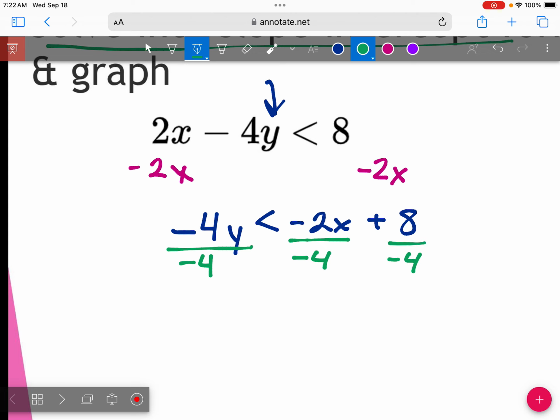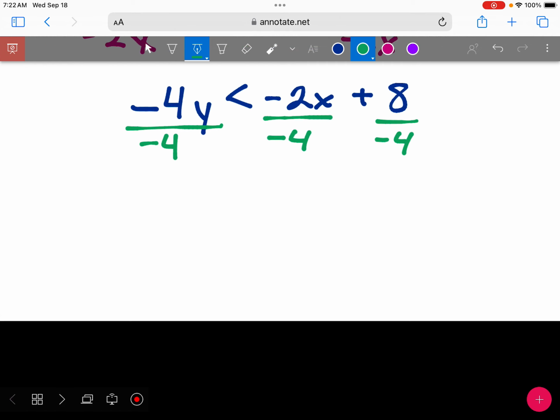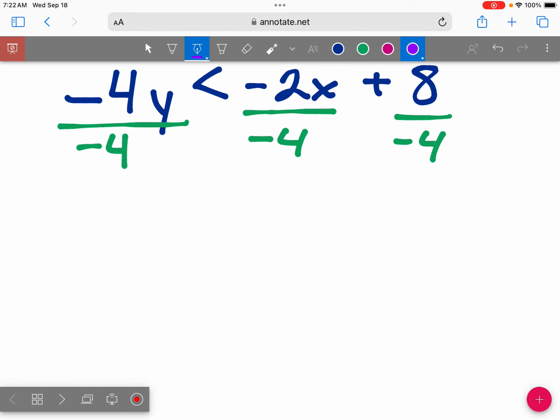When we multiply or divide by a negative number, what happens to my inequality? We talked about it briefly. What happens to my inequality when we multiply or divide by a negative number? It flips. It changes direction. When you multiply or divide by a negative number, your inequality sign changes directions. So my negative 4 and my negative 4 cancel out, and we're left with y. This guy is going to flip around and face that way.